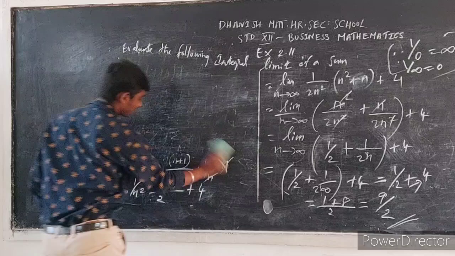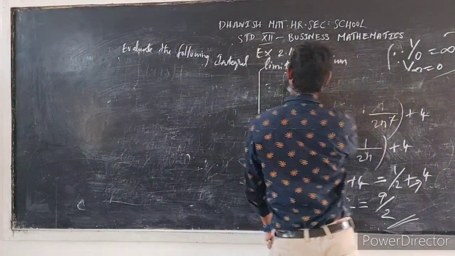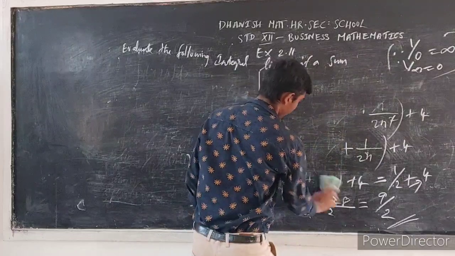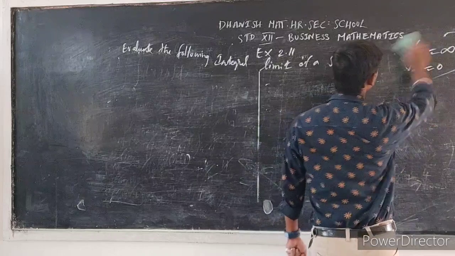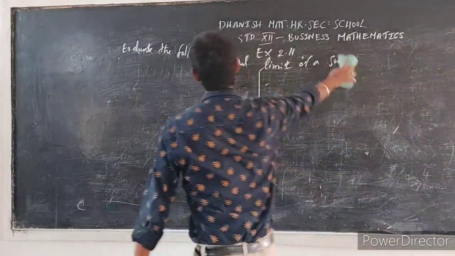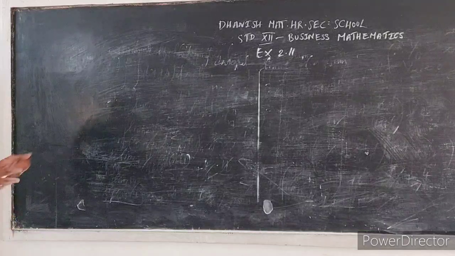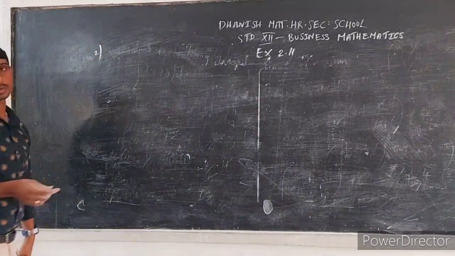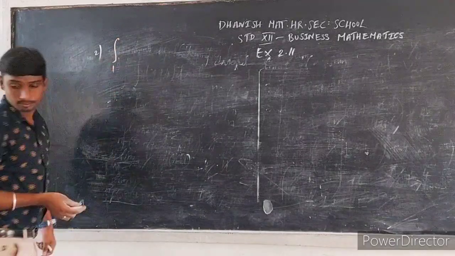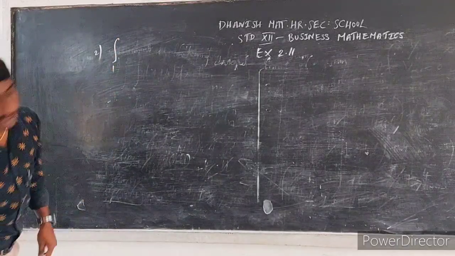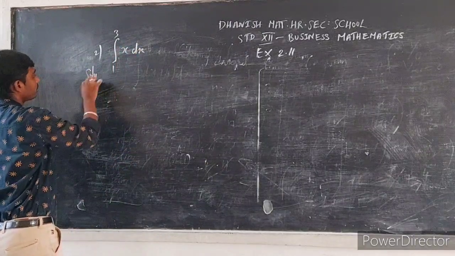The second sum also uses the same formula, same given data, same procedure. Finally I tell you how to solve this one. 4 or 5 steps you have to follow here for all the sums. For the same procedure, those 4 steps you have to follow. So what is the question given here? Integrate of 1 to 3 x dx.